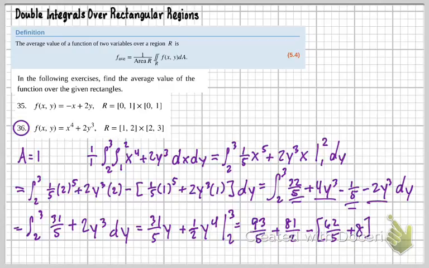And then what we're going to get for a final answer is 387/10. So there's our answer for this average value of a function over the given rectangle. Again, we just go by the formula, use it, there it is.